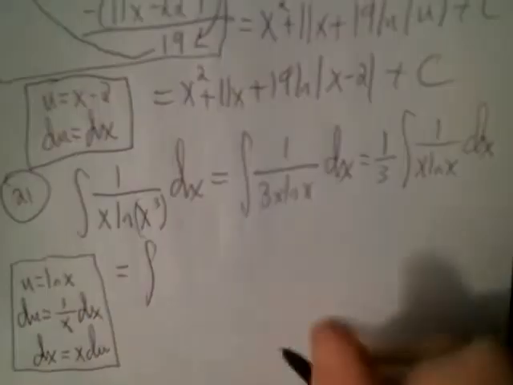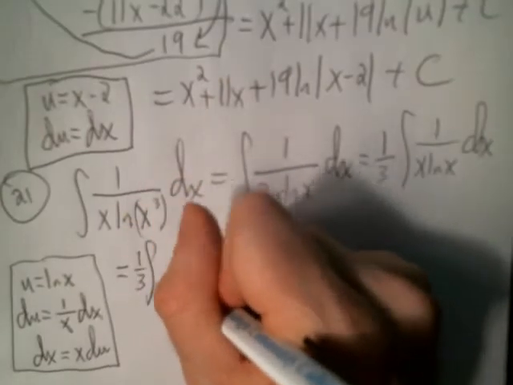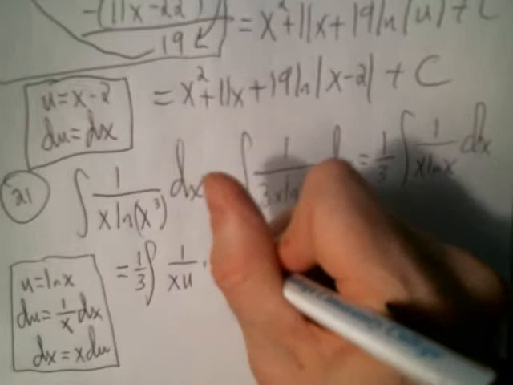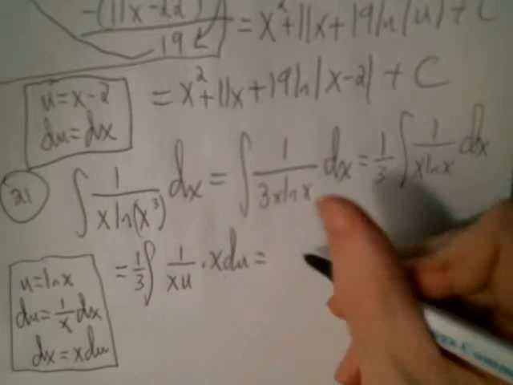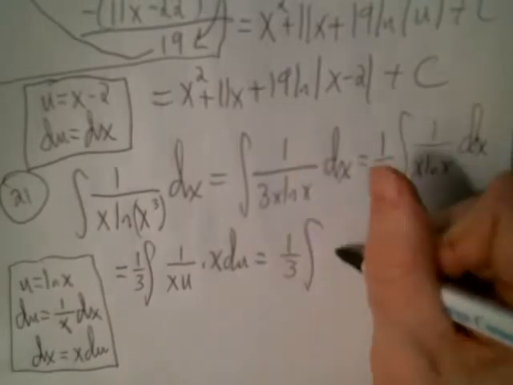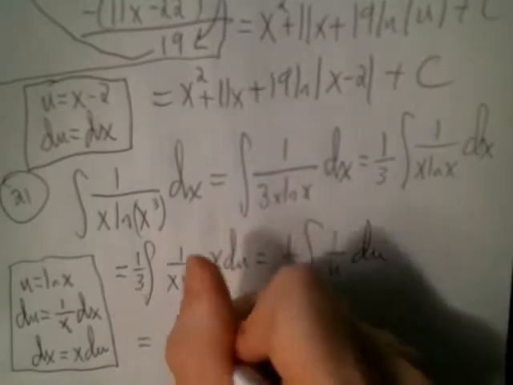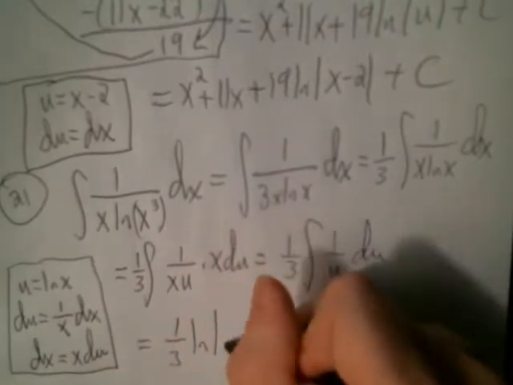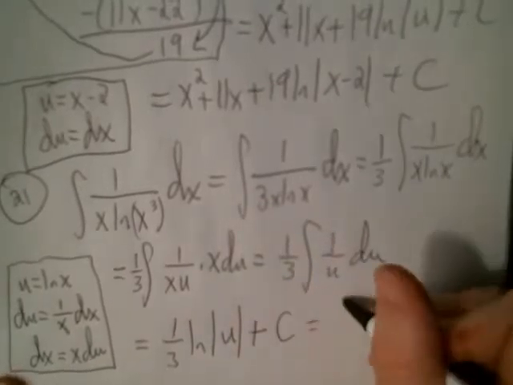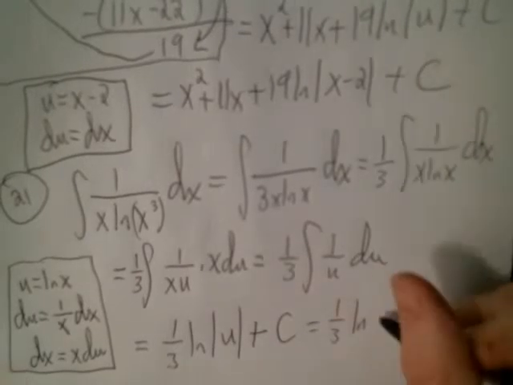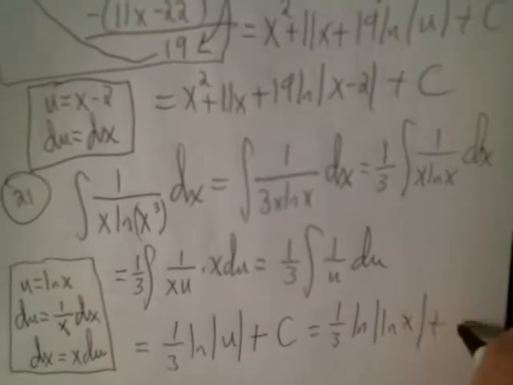So I end up with 1/3 times 1 all over x times u times dx, which is now x times du. The x's divide out. I'm left with 1/3 integral 1 over u du, which of course is a natural log integral. So we have 1/3 ln absolute value of u plus c, and then back substituting, 1/3 ln absolute value of ln of x plus c.